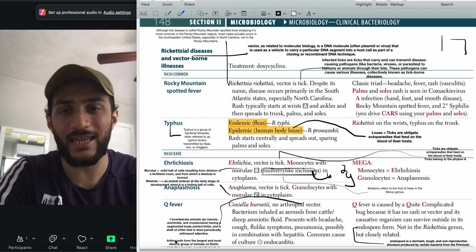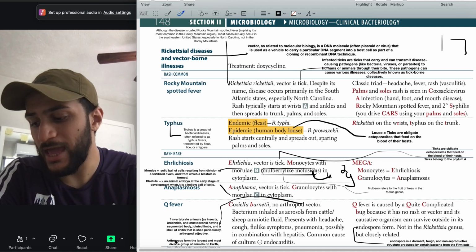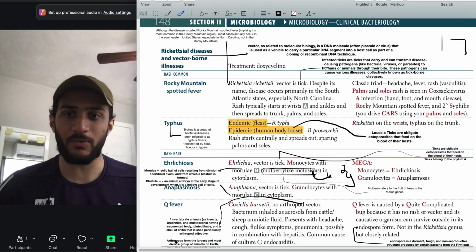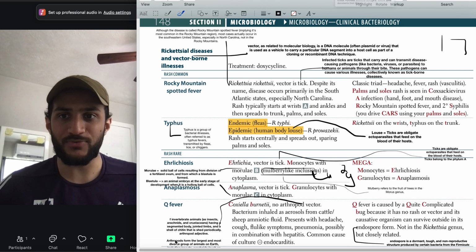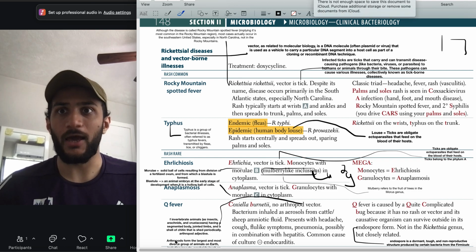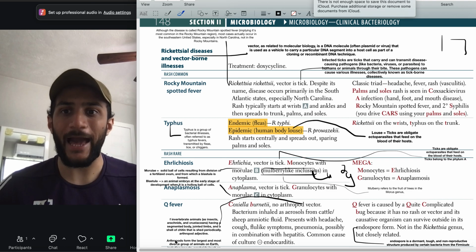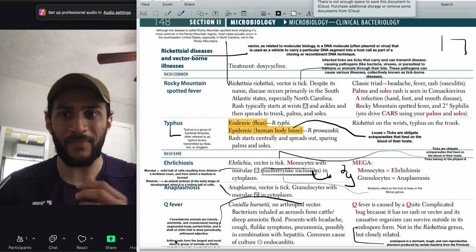or recombinant DNA technique. And one really important thing we need to know about all Rickettsia and vector-borne diseases, the treatment is going to be doxycycline. So doxycycline, as we know, it's going to be a 30S ribosomal inhibitor, and that's really effective for bacteriostatic activity.